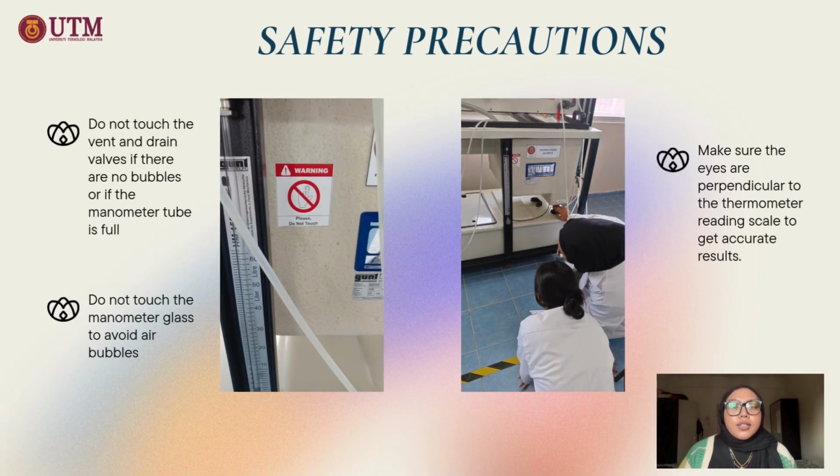So here are the safety procedures that we have to consider while doing the experiment. The first one is do not touch the vent and drain valve if there are no bubbles or if the manometer is full. The second one is do not touch the manometer glass to avoid air bubbles. And the third one is to make sure that the eyes are perpendicular to the thermometer reading scale to get accurate results.